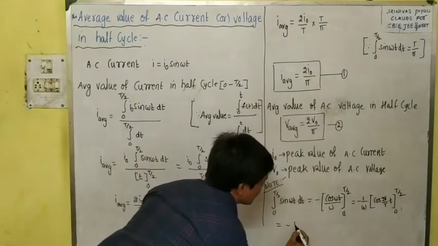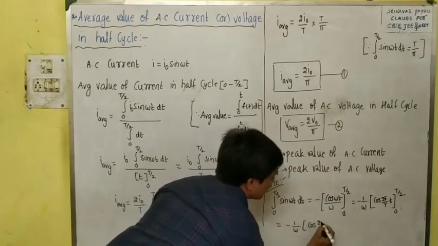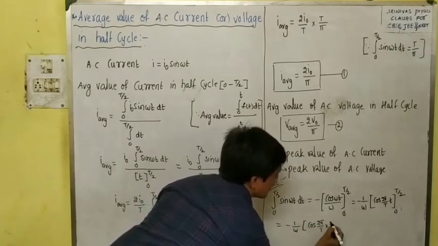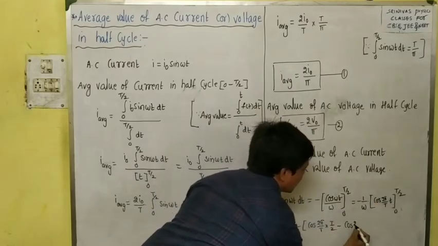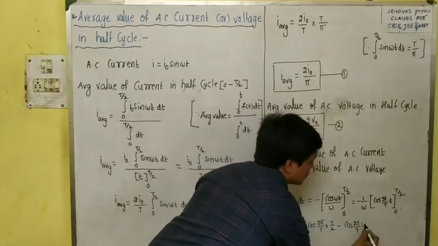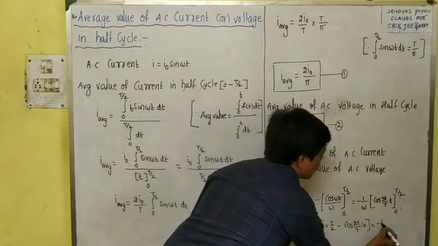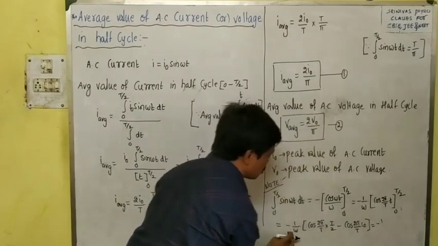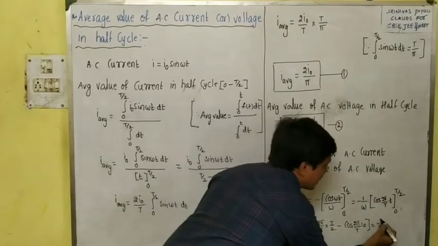That is minus 1 by omega. Limits you substitute: cos 2 pi by capital T into small t, t is T by 2. Upper limit you have to substitute. Minus we have to keep cos 2 pi by T into lower limit, lower limit is 0. Then finally what you will get? Minus 1 by this omega, we write as 2 pi by T. Omega formula is 2 pi by T. T goes to numerator.